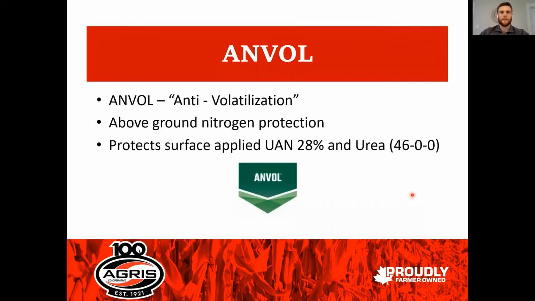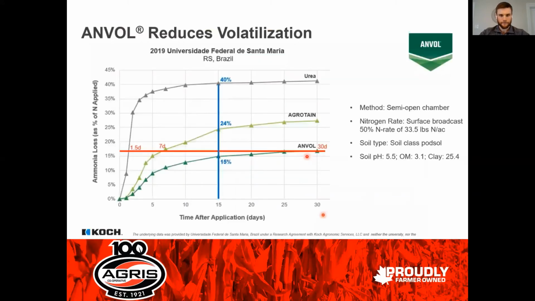So how do we overcome volatilization? Well, for starters, there's a product called Anvil, and Anvil is made by Koch. It's going to replace one of the older products, Agritane, that some of you may be familiar with in the past. When you look at Anvil, think of anti-volatilization. This is going to give us above ground protection and can be used with 28% and urea.